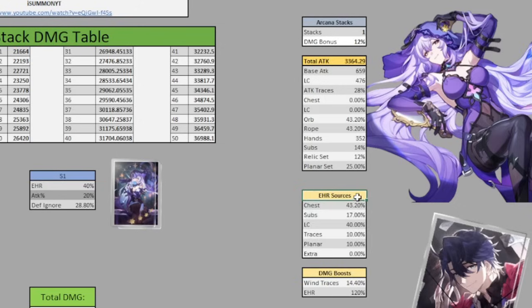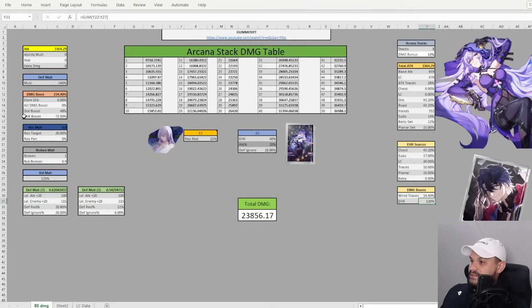For our effect hit rate sources, we have 43% chest, 17 in subs, 40 from the Eyes of the Prey S5, 10 from traces, 10 from planar, and that is 120%, which is going to give us our max effect hit rate damage bonus over here. The 48% dot damage boost is from S5 Eyes of the Prey, which gives us a total of 234 damage bonus right here.